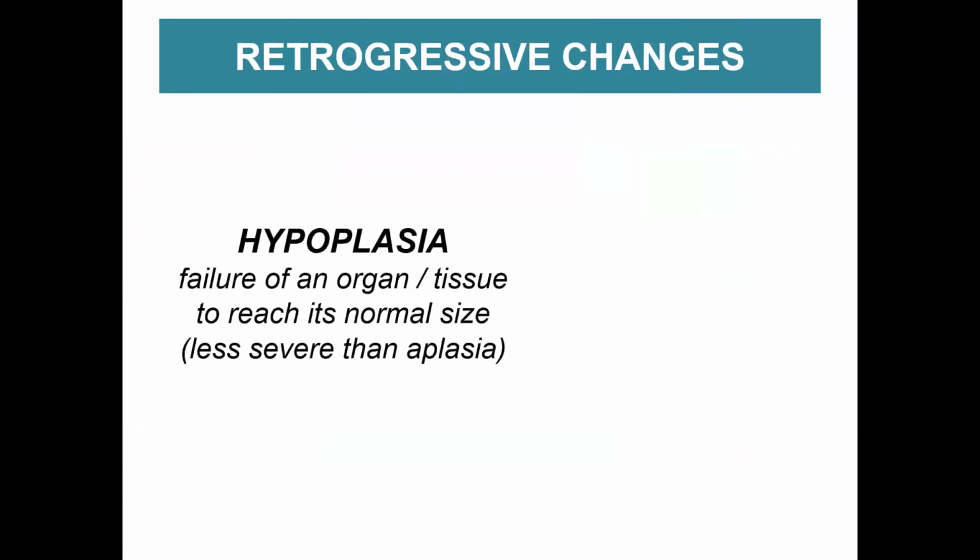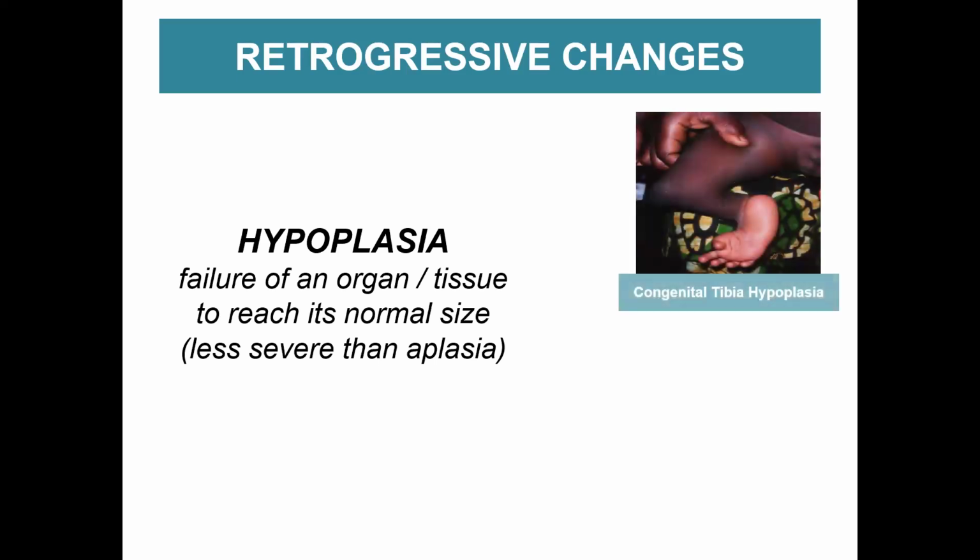Another is your hypoplasia. This is a failure of an organ or tissue to reach its normal size. So basically, the organ is at least present, however, its size is decreased. This is considered to be less severe than aplasia. So you have here your congenital tibia hypoplasia, where the size of the tibia is decreased.